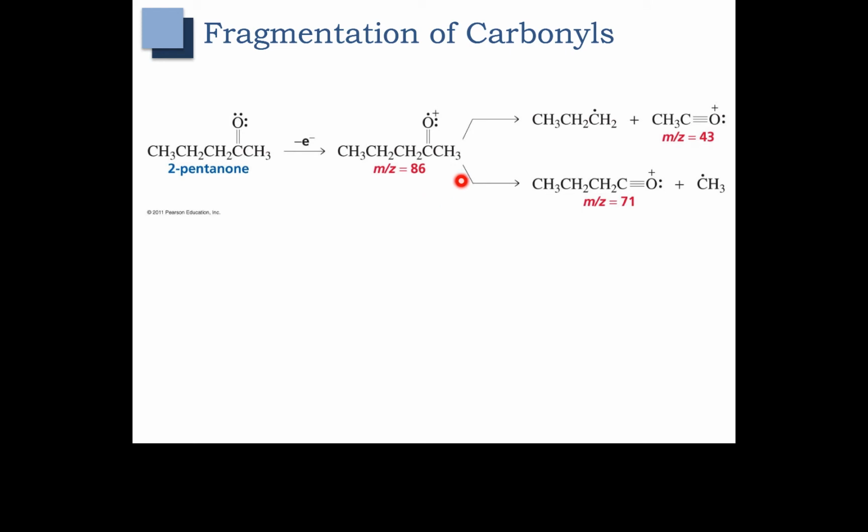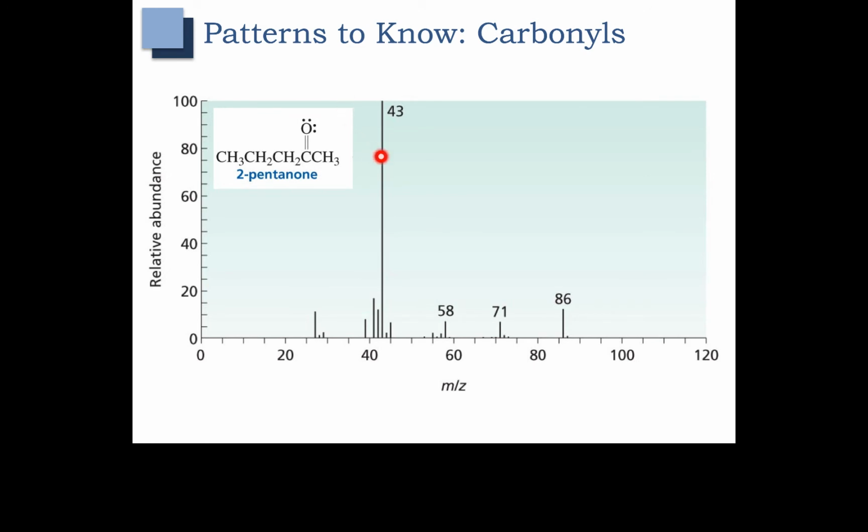And here's our molecular ion at 86. If the methyl group falls off to form methyl radical, we get the peak at 71. And if the propyl group falls off to give propyl radical, we get that base peak we're seeing at 43. Here's our peak at 43, and here's our peak at 71. However, we still don't know what made that peak at 58.